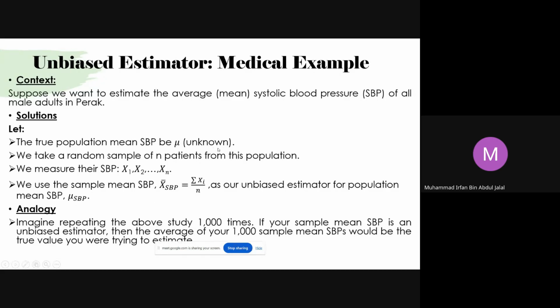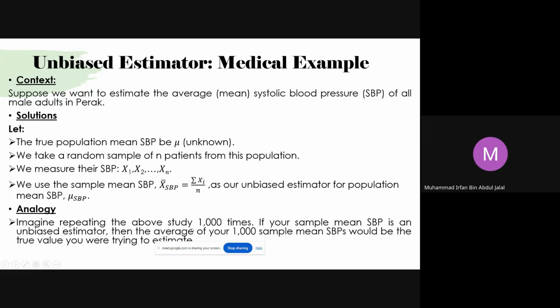So we take a random sample of size n patients from the population of male adults in Perak. Then we measure their blood pressure for the first sample, the second sample, until sample number n. We compute the sample mean SBP using this well-known formula, and use it as our unbiased estimator for the population mean systolic blood pressure. Imagine that this is based on a random sample.